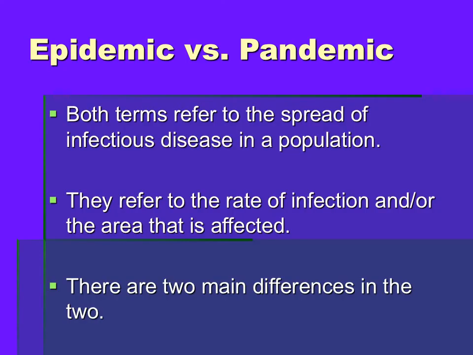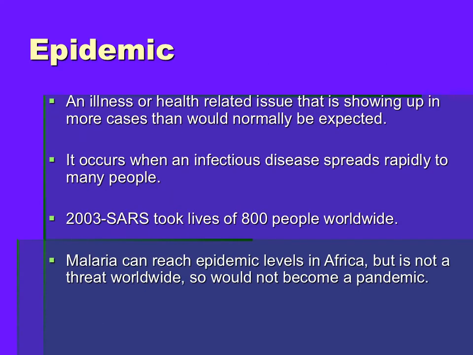So there's two different types of diseases. There are epidemics and pandemics. Both terms refer to the spread of infectious disease in a population. They refer to the rate of infection and or the area that's infected. But there are differences between an epidemic and a pandemic, and that's what we're going to go over in this lesson. With an epidemic, it's an illness or health-related issue that's showing up in more cases than would normally be expected. It occurs when an infectious disease spreads rapidly to many people. It spreads to many people in a certain area, but it doesn't spread all over the world.